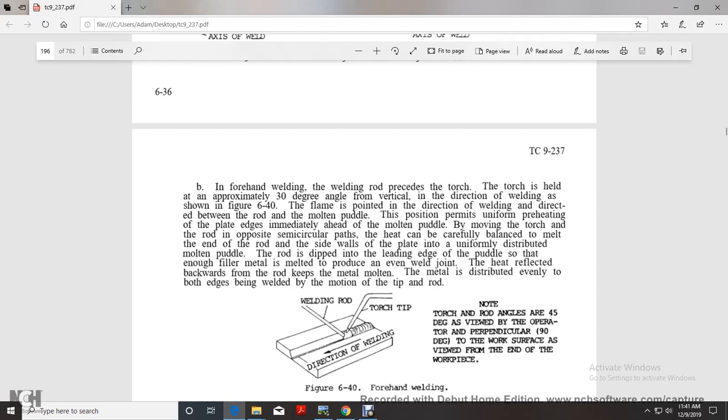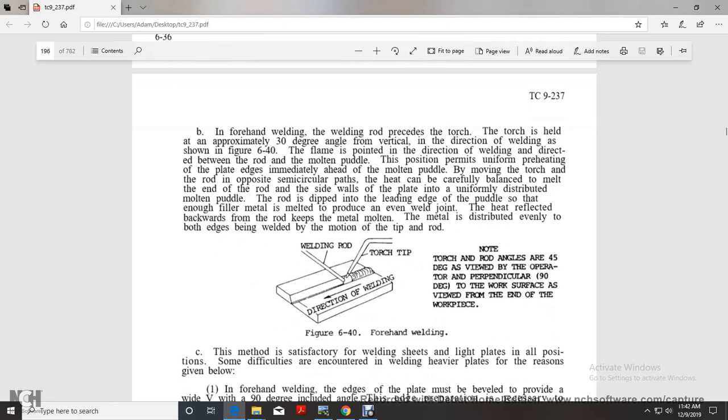The flame points in the direction of the weld, with the rod between the flame and the molten puddle. This position permits uniform preheating of the plate edges immediately ahead of the molten metal, moving the torch and the rod in opposite semicircular paths. The heat can be carefully balanced to melt the end of the rod and the side walls of the plate, uniformly distributed in the molten pool. The rod is dipped into the leading edge of the puddle so that enough filler metal is melted to produce an even welded joint. The heat reflected backward from the rod keeps the molten metal distributed evenly on both edges being welded. Molten tip of the rod.